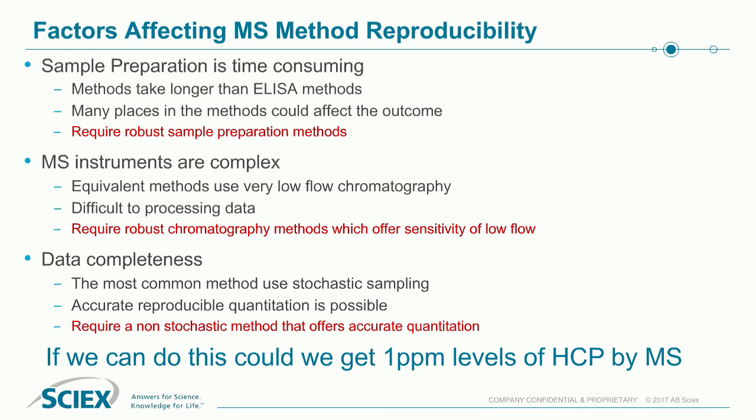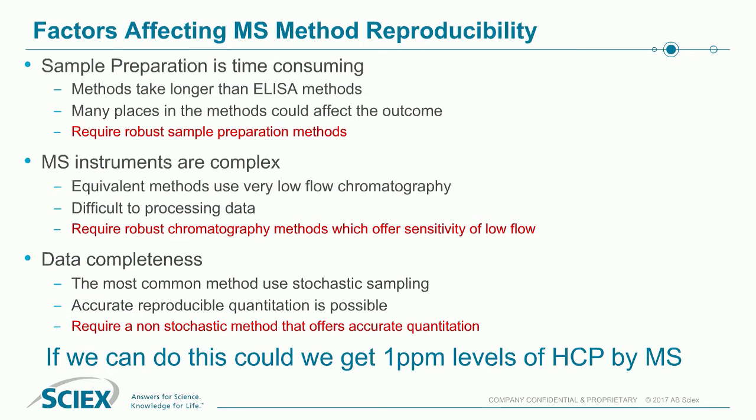We know mass spectrometers, as I've said before, are perceived as complex. So could we generate equivalent methods to the very low flow methods which are used in the academic environments, into the pharma with higher flow rates, which increases their robustness? And we also understand that data processing can be somewhat of an issue. So can we improve areas around here as well?